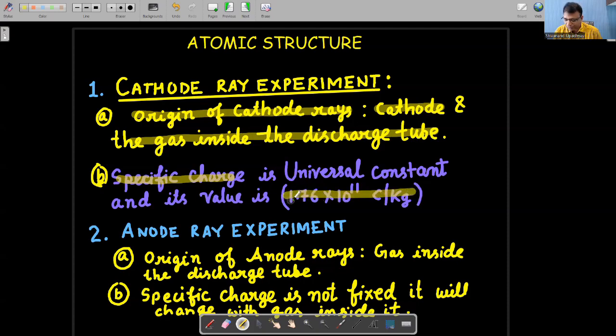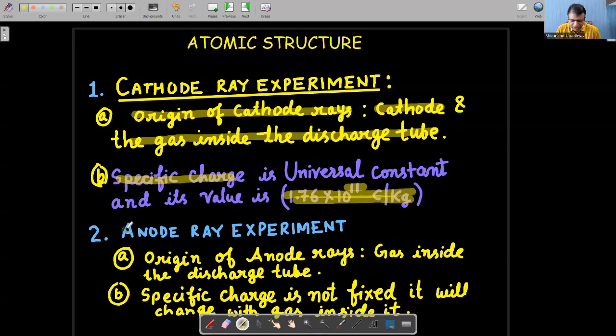This value is also important. It is mentioned, and if you forget, you can find out. You know that the charge on electron is 1.6 into 10 to the power minus 19 coulomb, and the mass of electron is 9.1 into 10 to the power minus 31 kg. So from there you can find out what is the specific charge.